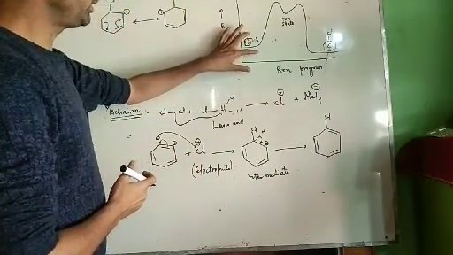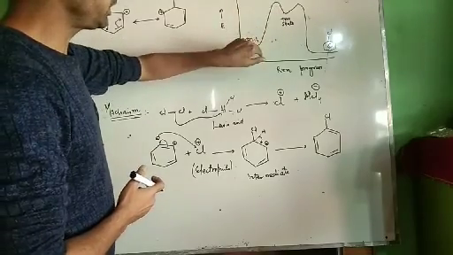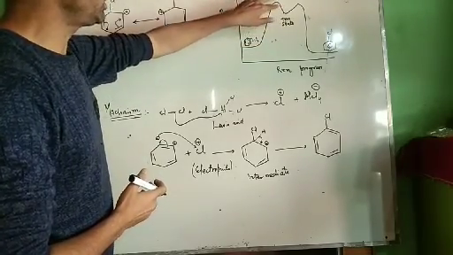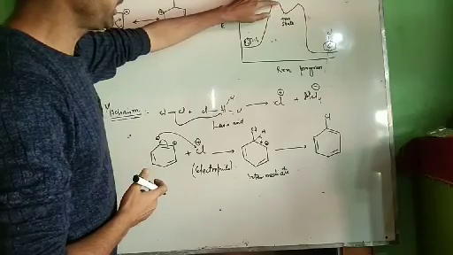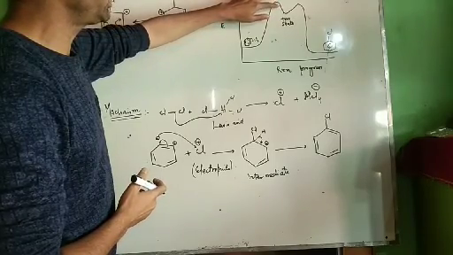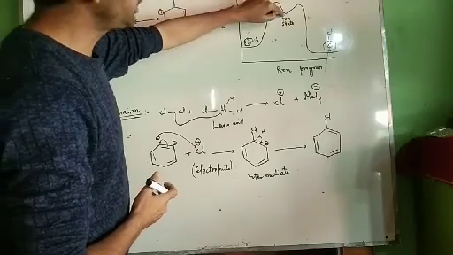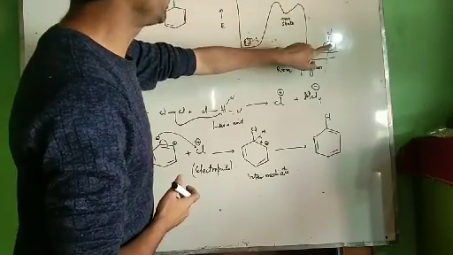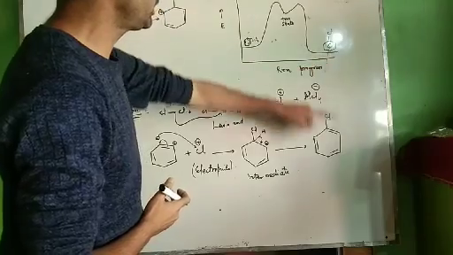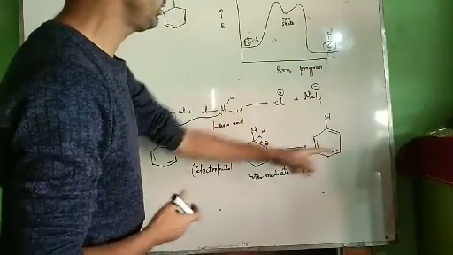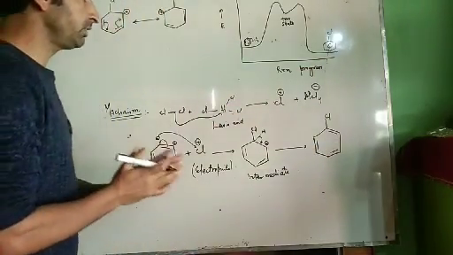First the reactant molecule reacts and forms the transition state. The transition state has less energy than the activated complex, than this energy barrier. And this transition state then forms the product. Since products have less energy, that's why this reaction proceeds. That's the driving force of this reaction. This is how we can get the product.